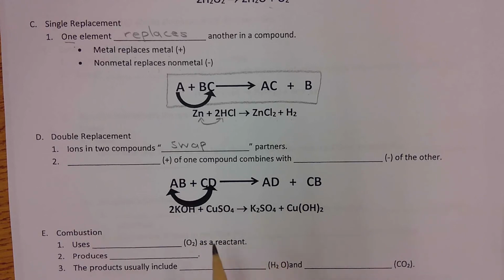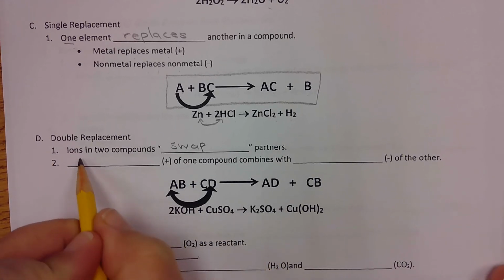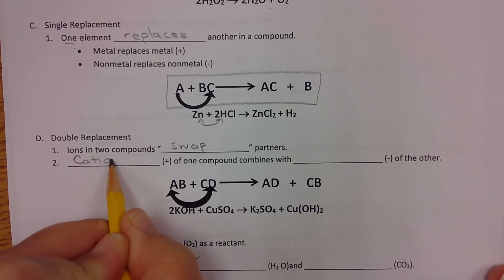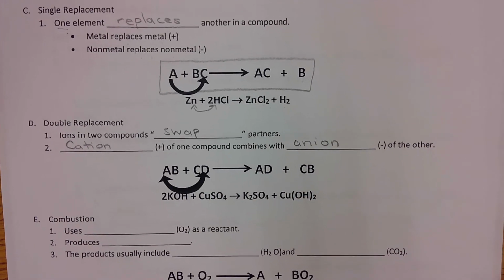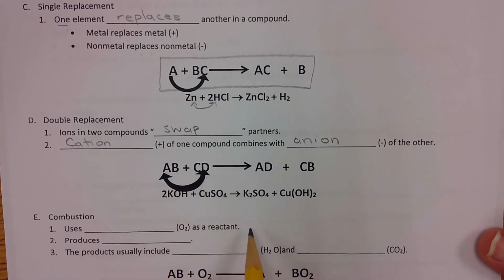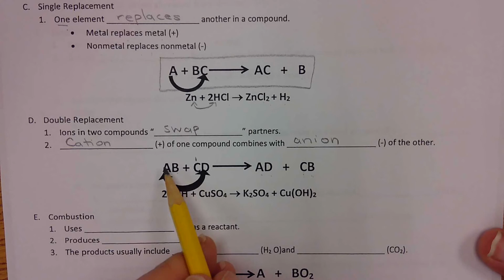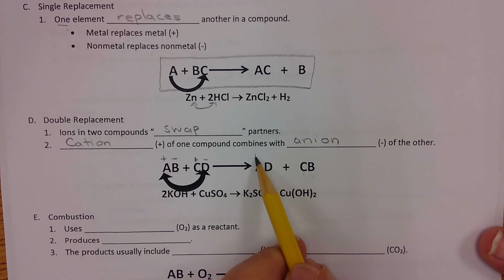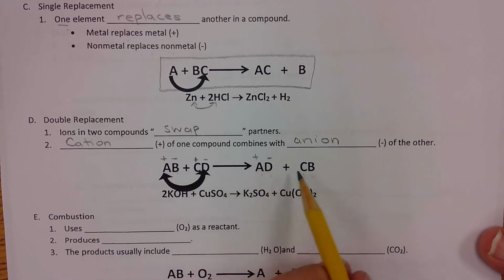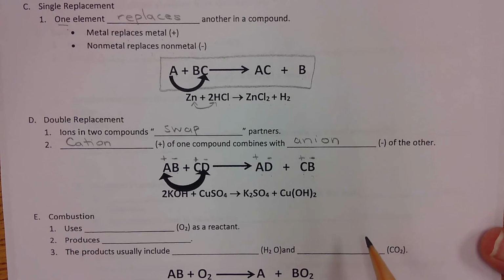basically swap partners. So the two metals trade places. So the cation of one compound combines with the anion of the other. All right, so you see here we have A with B and C with D. Then the A and the C switch places. So then A is with D and C is with B. Remember, the cation is always written first. So cation, positive, positive, negative, negative, positive A with negative D, positive C with negative B. So they just swap places.